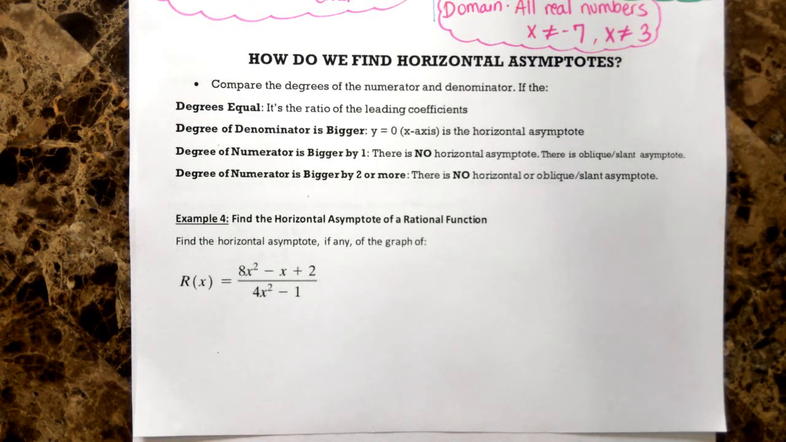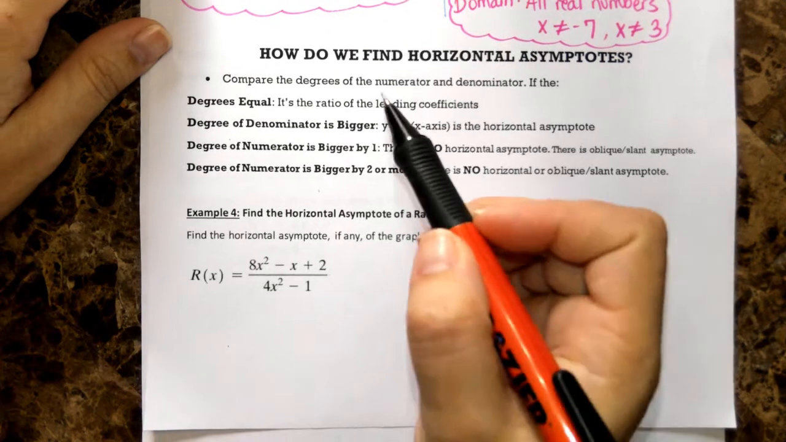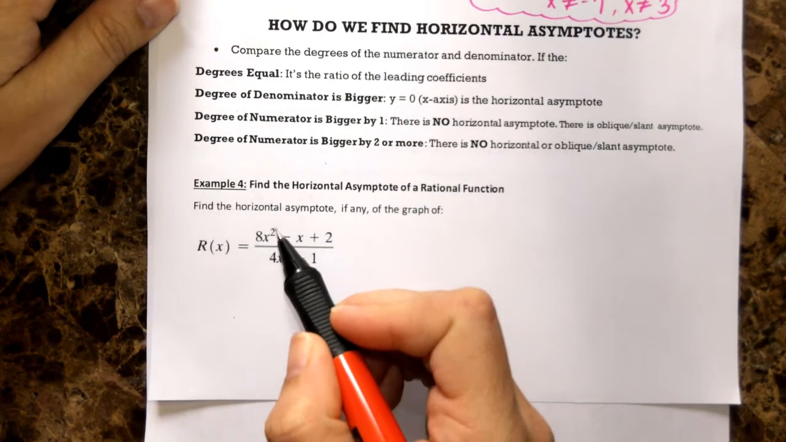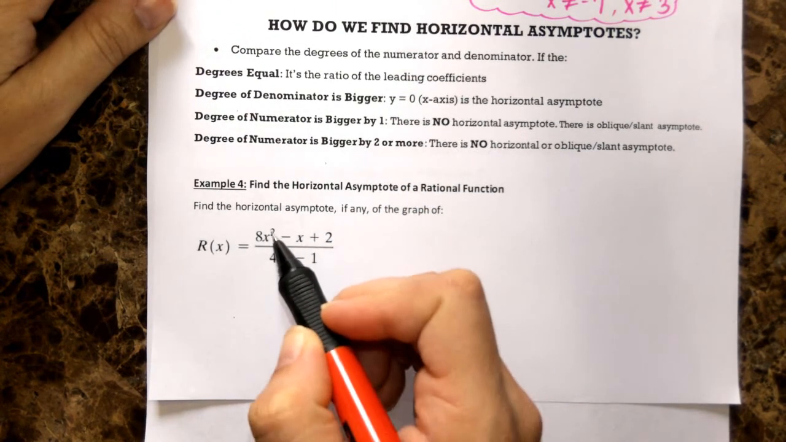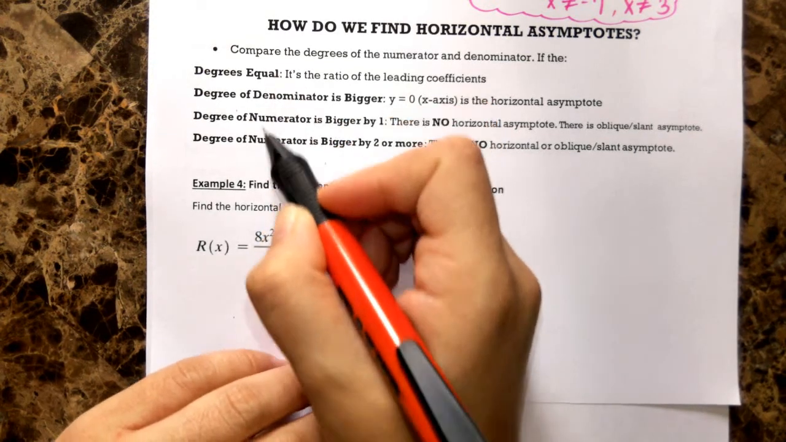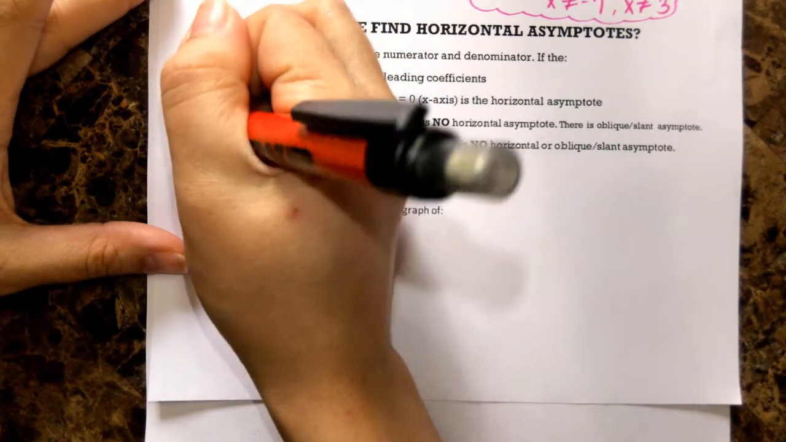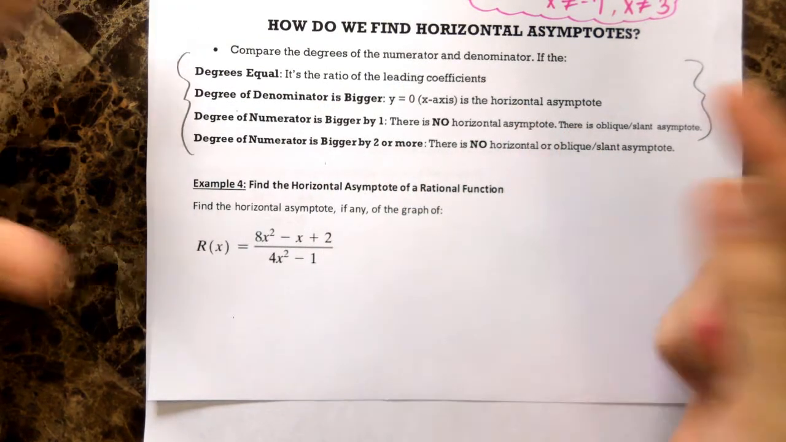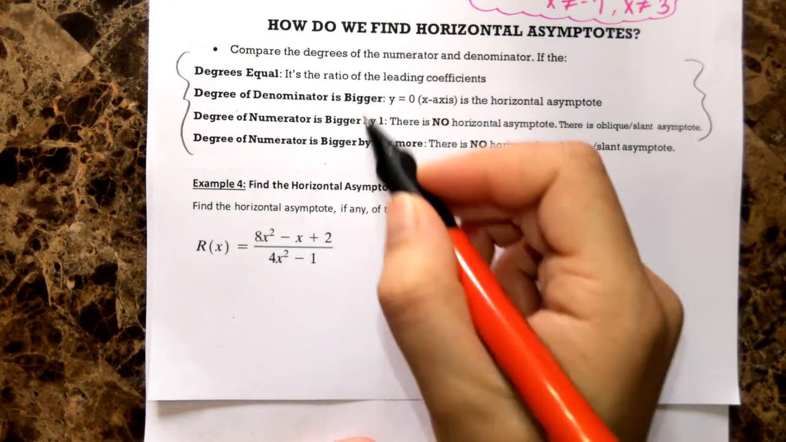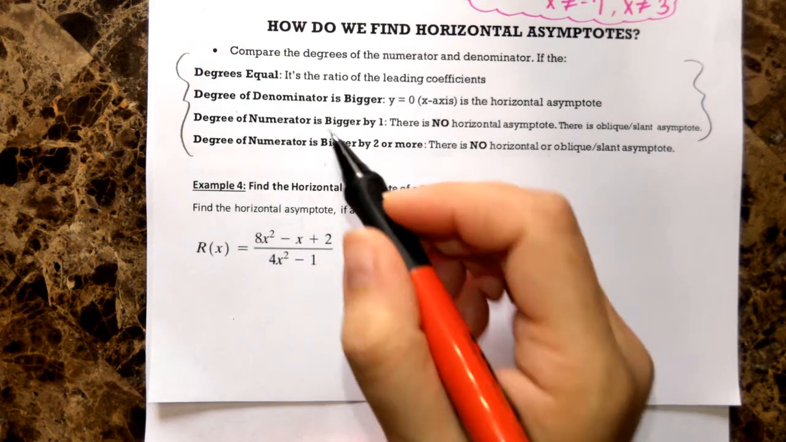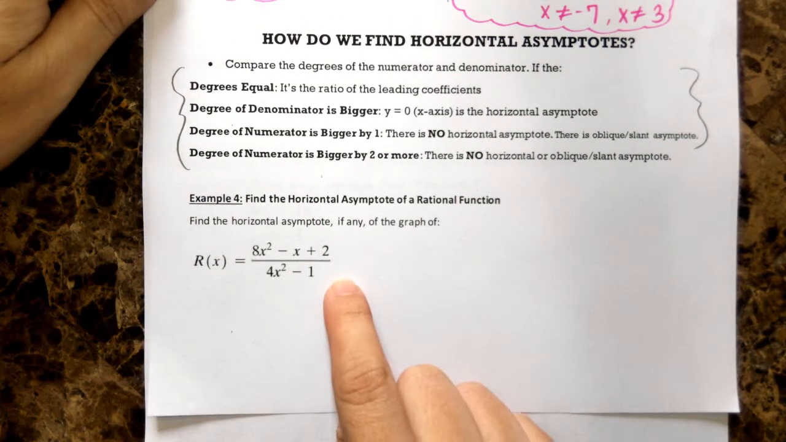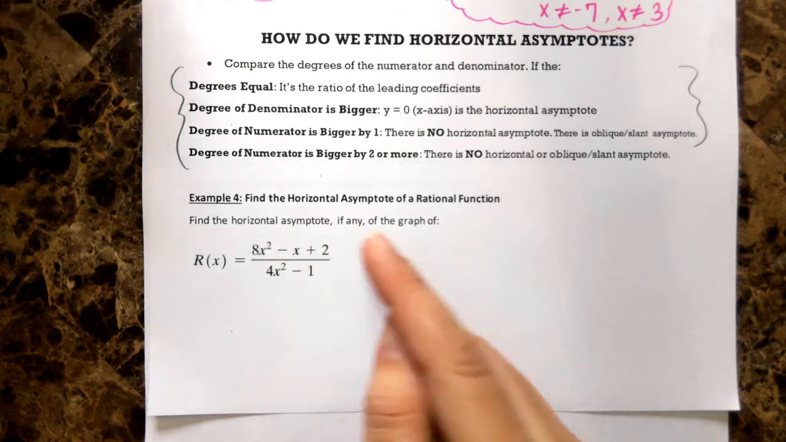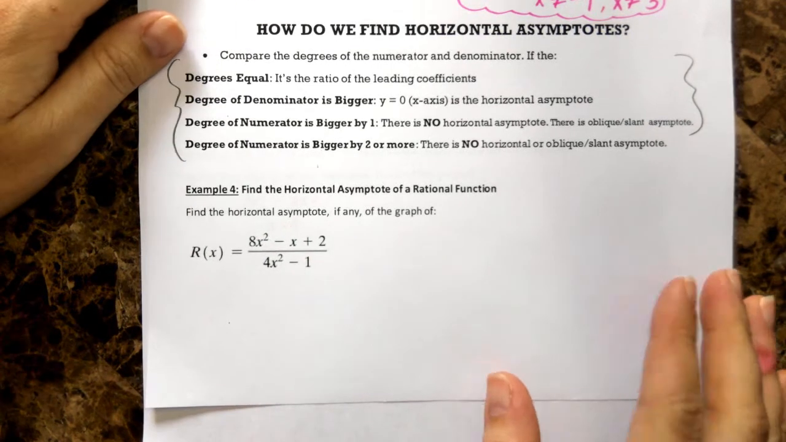It's all about the degrees, meaning the highest exponents of the numerator and the denominator. Just by identifying the degree of the numerator and denominator, you can refer to this chart, and it'll tell you what your horizontal asymptote is. I'll go ahead and do an example first, and then we'll refer to this. So let's look at example number 4. It says find the horizontal asymptote, if there's any, there might not be any, of this function.